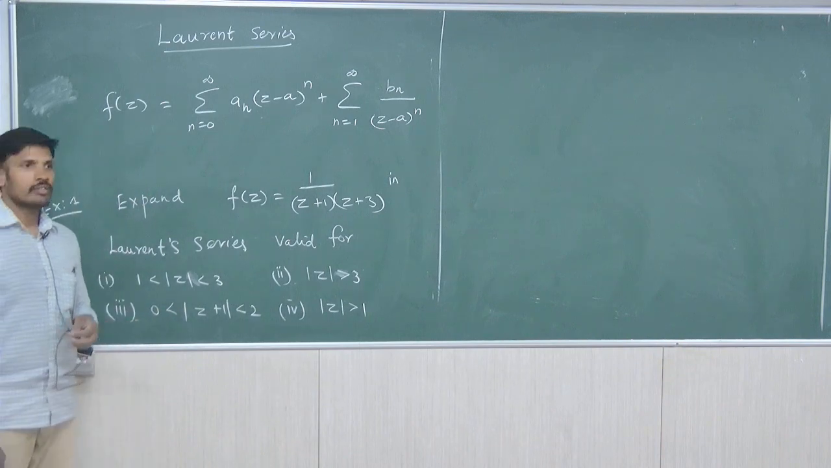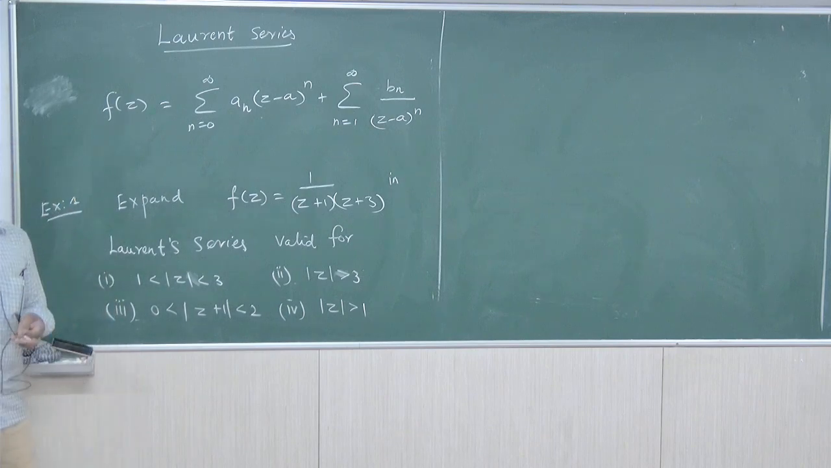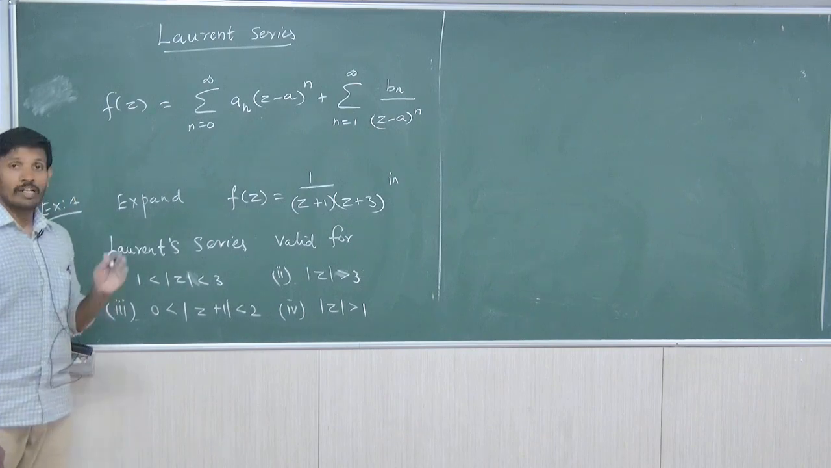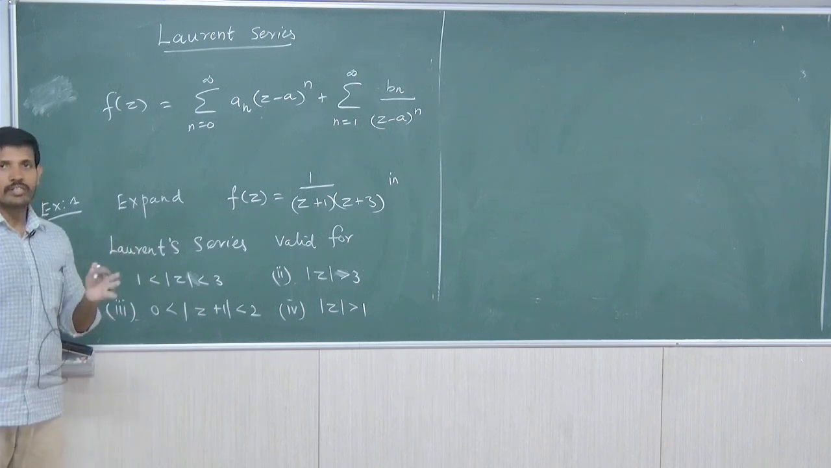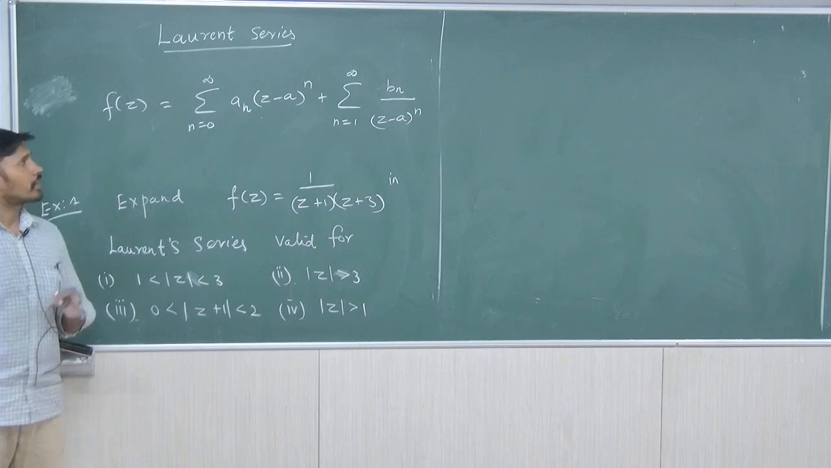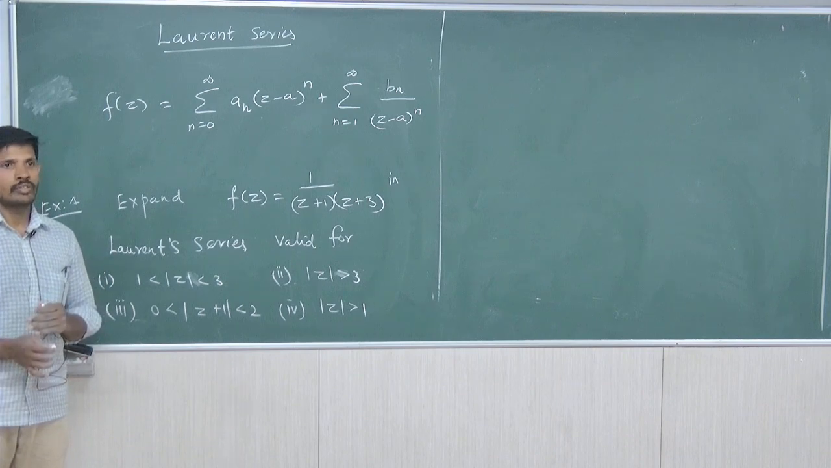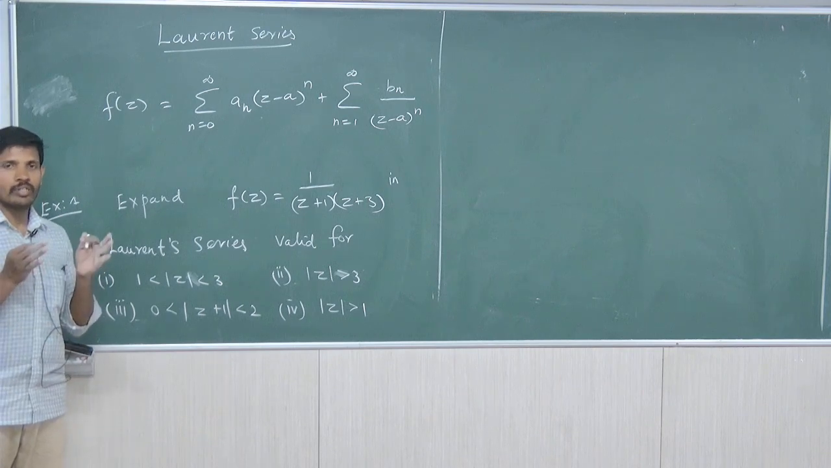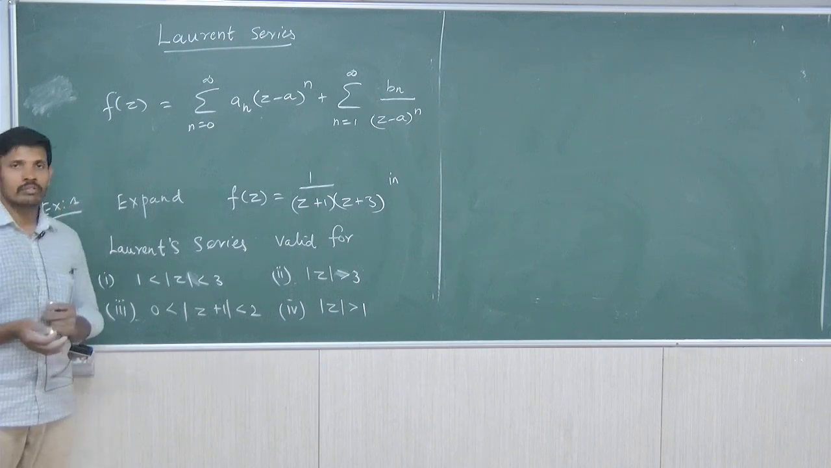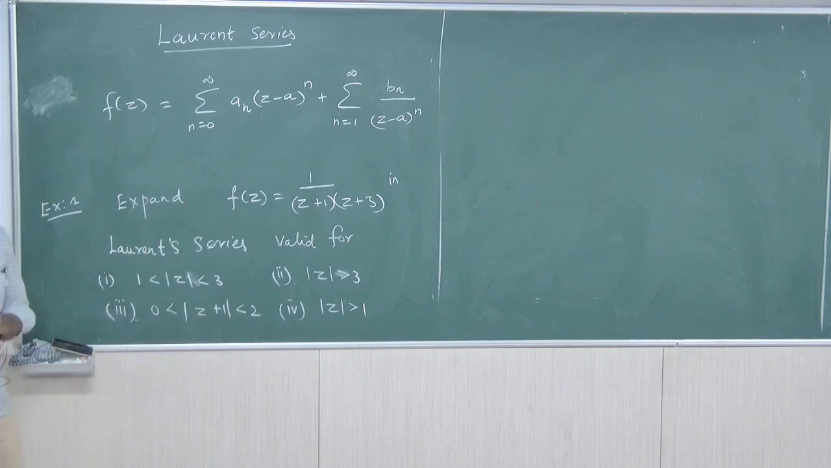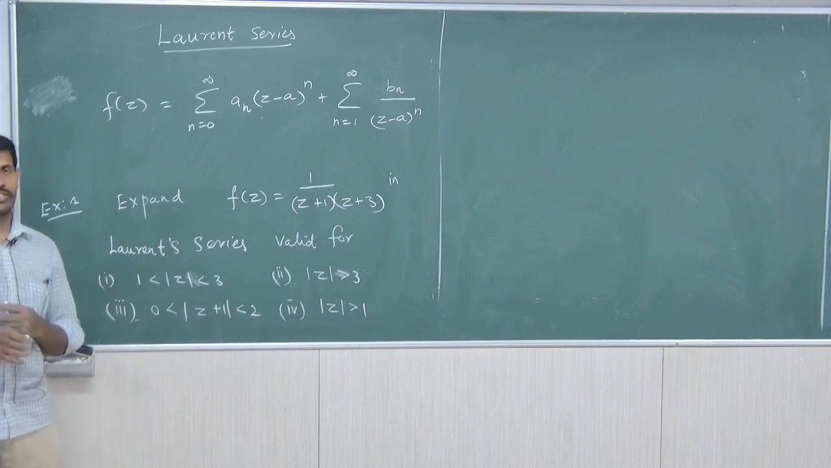If a function is analytic within a circle, it can be expanded by Taylor series. If a function is not analytic within a circle, we can expand it by Laurent's series, right? If a function is not analytic at a particular point, we apply Laurent's series. So how do we differentiate Taylor series and Laurent series?